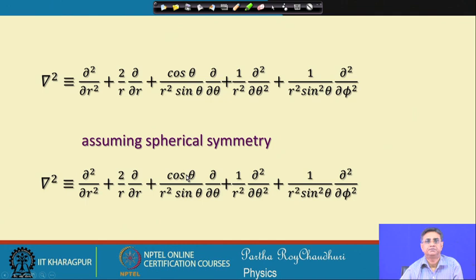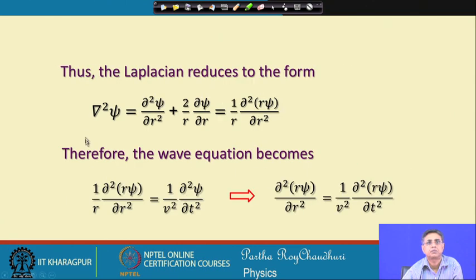So, for a wave which is spherically symmetric, that is there is no dependence on the angular part, we can remove these three terms from the Laplacian. So, the Laplacian simplifies to this form, that is del square del r square plus 2 upon r del del r. We will use this reduced Laplacian to solve the wave equation in the spherical geometry.